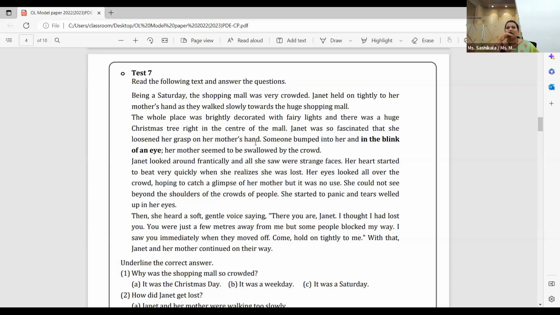So let's look below. Janet looked around frantically and she saw strange faces, right? And then now what did she feel? Right, she could not see beyond the shoulders of the crowds of people. When Janet realized she was lost, she felt scared. Scared? Now look at this.